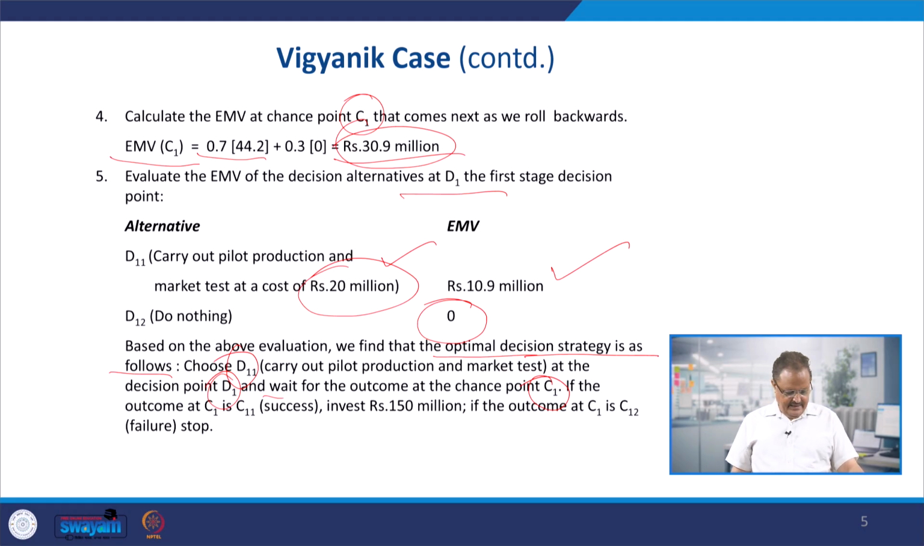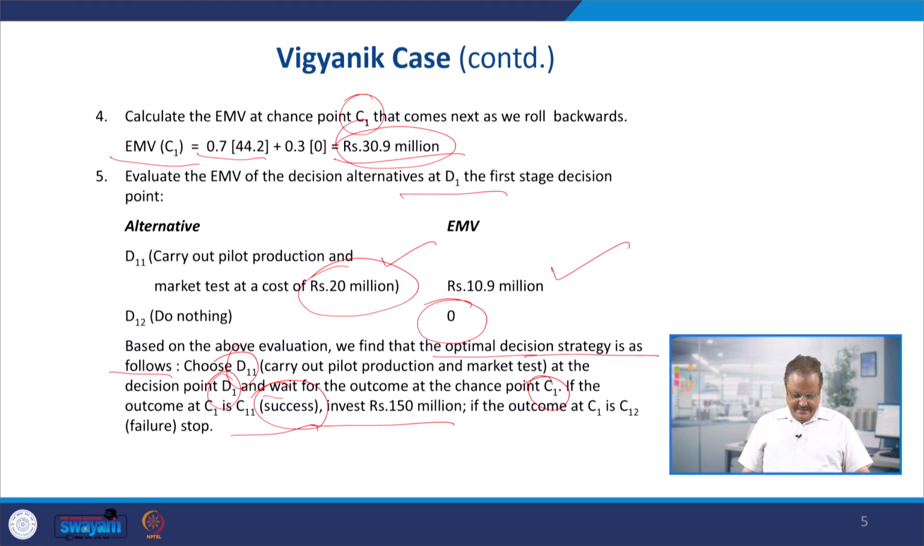If the outcome at C1 is C11, that is success, then invest 150 million. And if the outcome at C1 is C12, the failure, then do not make any investment.